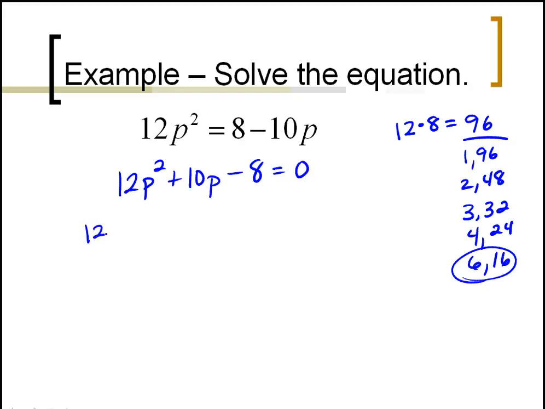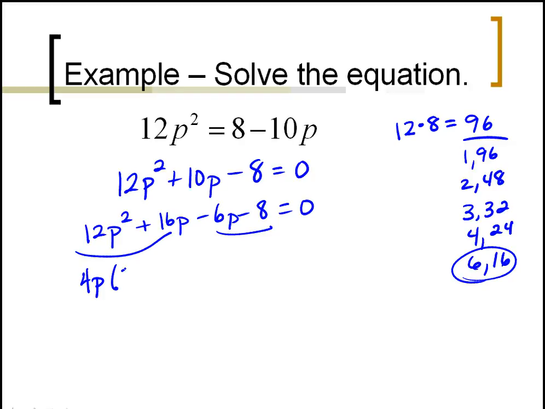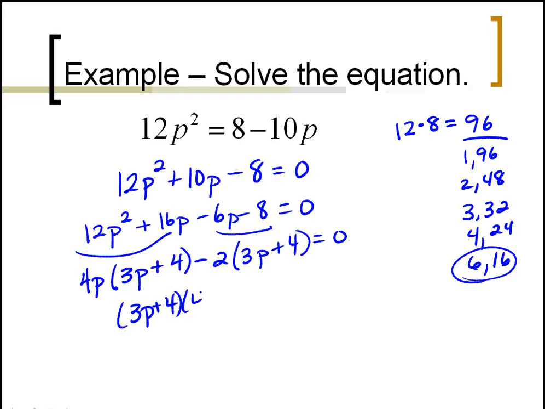So remember how to put this in. 12p squared, we need a plus 10p, so we need to put in a plus 16p minus 6p minus 8 is equal to 0. And then factor by grouping. So between 12p squared and 16p, we have a 4p in common, which leaves a 3p plus 4. Between negative 6p and negative 8, we have a negative 2, and that leaves a 3p plus 4 is equal to 0. So we get it as 3p plus 4 times 4p minus 2 is equal to 0.